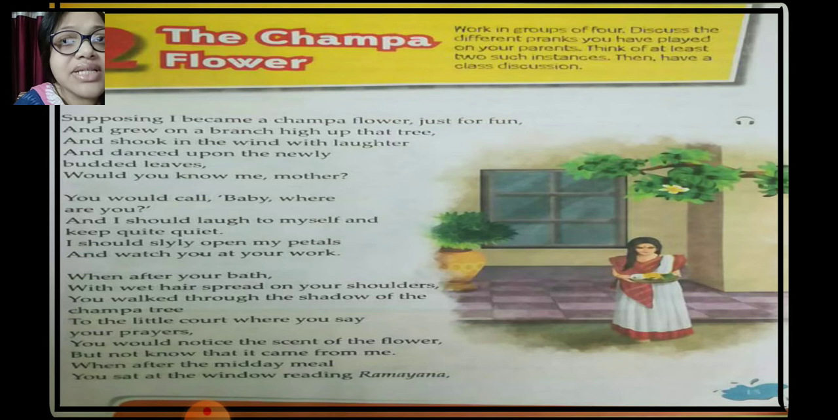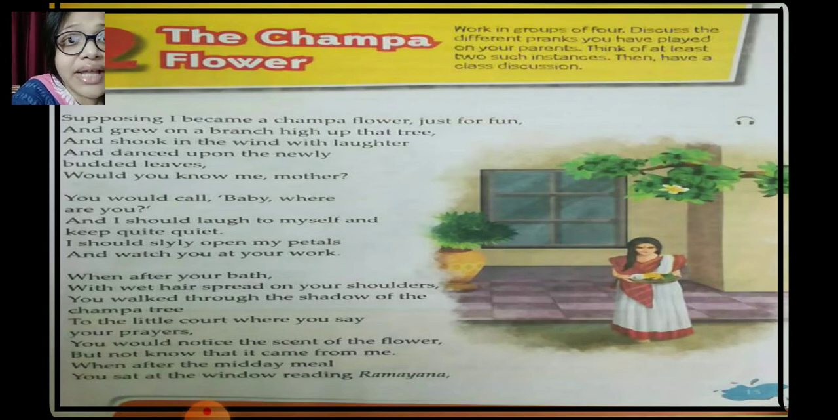So, children, here you can see that chapter 2, the Champa Flower. So, here in this poem, we will get to see a little boy who wants to become a champa flower and he wants to see what his mother does throughout the day, and he is not going to tell his mother that he has become a champa flower, and he will return to his own identity by the evening.